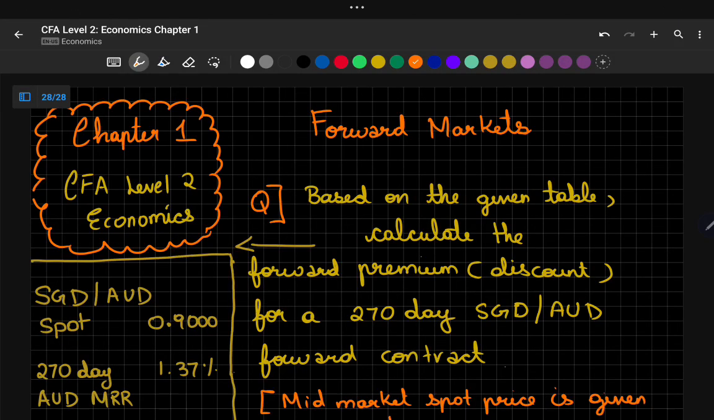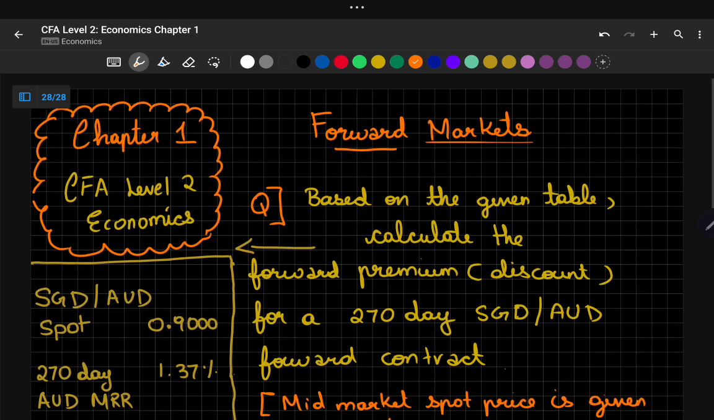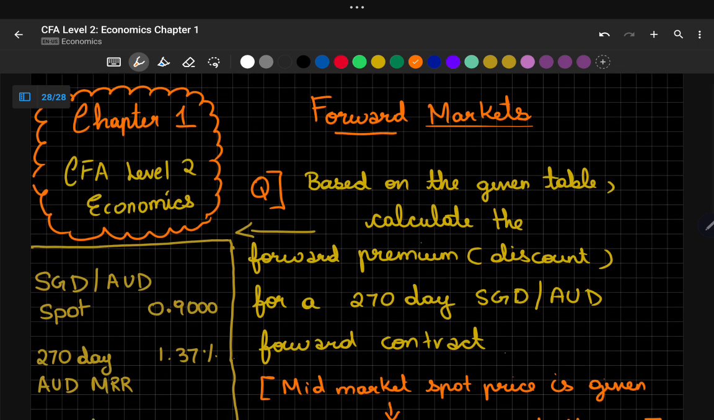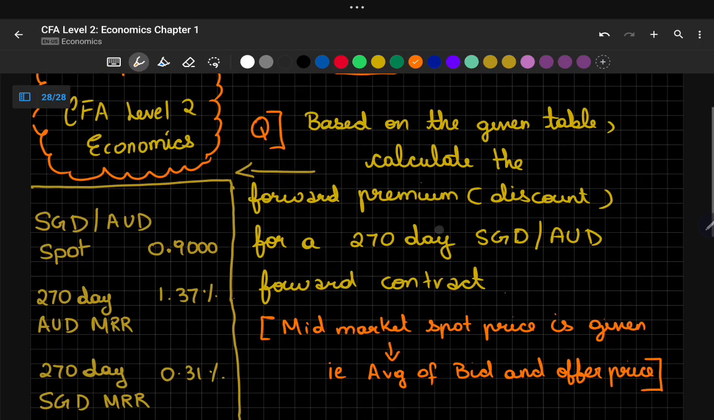So today we are continuing our discussion on forward markets. This is part of the CFA level 2 economics curriculum. So let us first solve the problem based on the equation we had calculated in the previous video. So the first problem is, based on the given table. So this is the table.